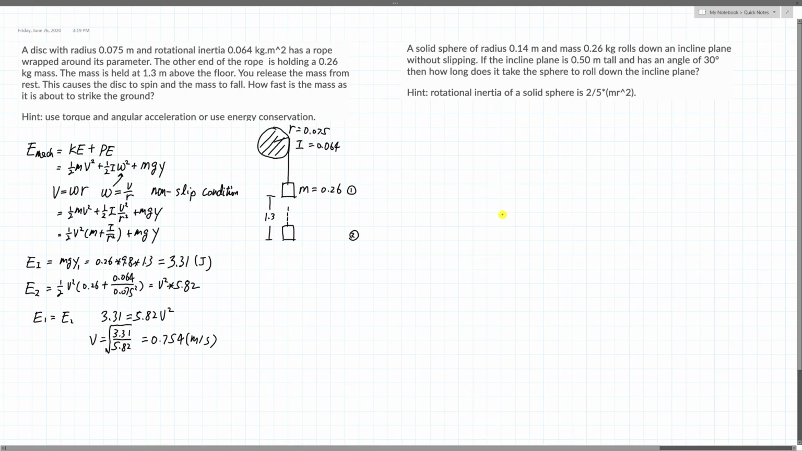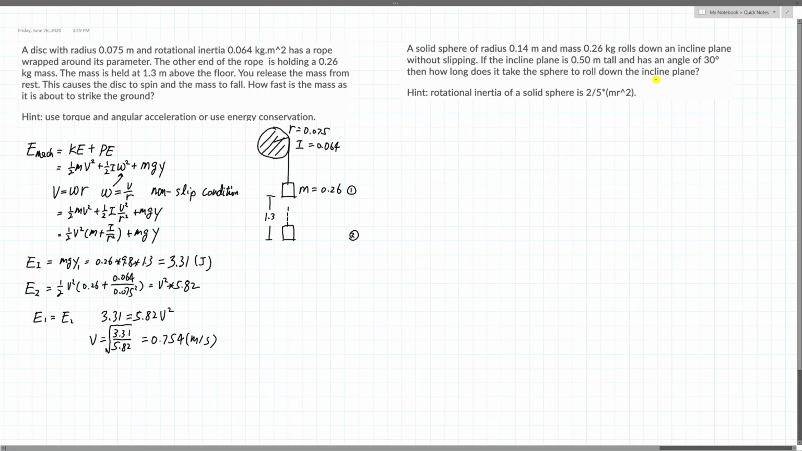In this second video, we have another question, which is also a circular shape. So we have a solid sphere with a radius 0.1 meters and mass 0.26 kilograms. It rolls down an incline plane without slipping. If the incline plane is 0.5 meters tall and it has an angle of 30 degrees, then how long does it take the sphere to roll down the incline plane?